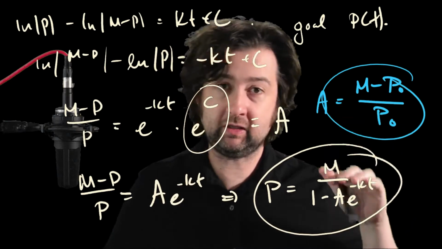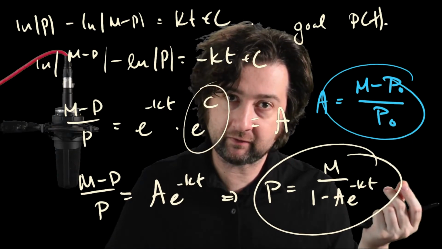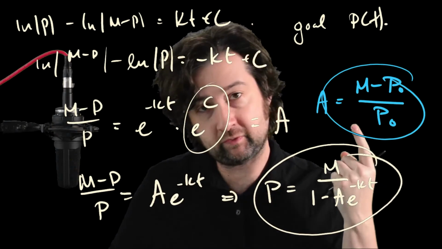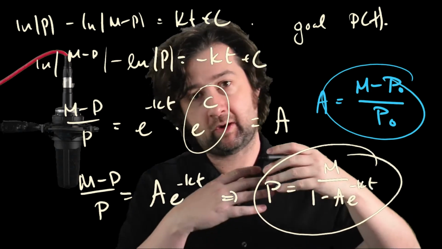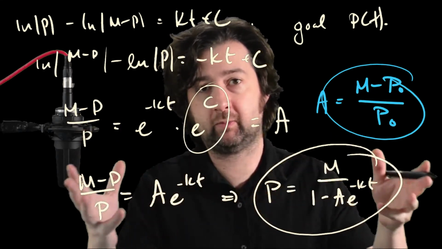So m minus p tells you how much carrying capacity is left as a raw number, and then dividing by the initial population tells you something about the percentage of available capacity left.